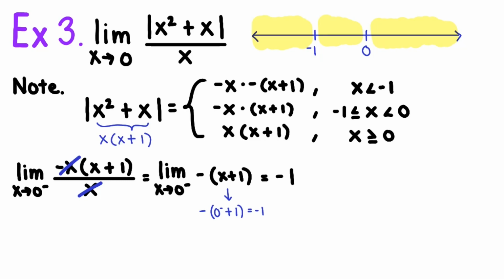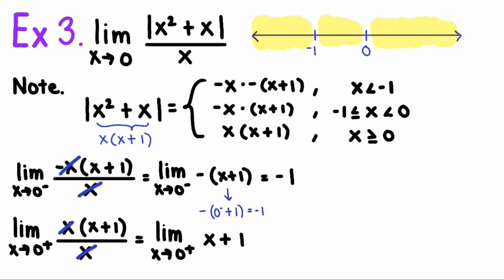Similarly, we do the limit as x approaches 0 from the right. In here, what we'll be using is this function out here. So we have x times x plus 1 over x, and by similar argument, we can divide the x out here, and we'll have the limit as x approaches 0 from the right of x plus 1. Since this is just a polynomial function and we won't have any problem again, we can plug in 0 out here. So we'll have here 0 from the right plus 1, that would just give us 1, and so the limit for this one is 1.